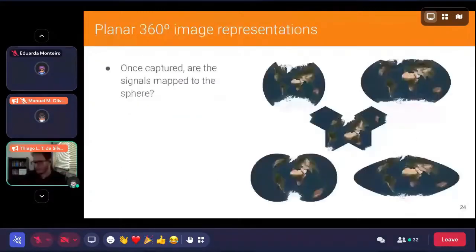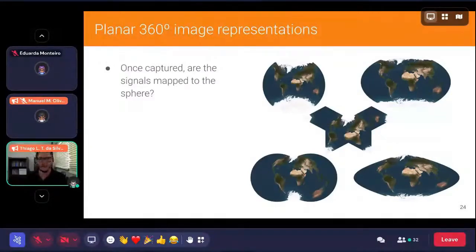Well, so we saw that there is no spherical sensor. We have some kind of combinations of lenses and mirrors or so. And once we capture the images, we map them to the sphere. And what happens now? Okay, we have a spherical image mapped to the sphere. How do we represent this image, how do we store this image, and how do we process this image?